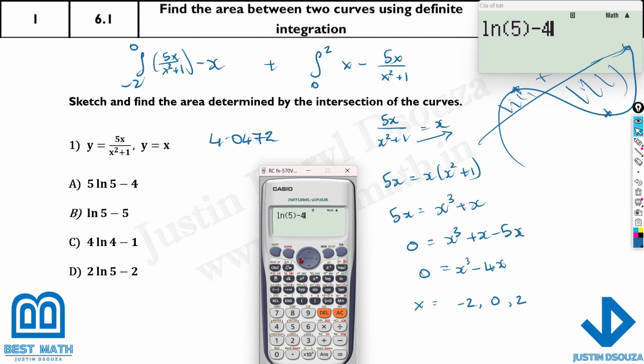Let me just put in the second one. See, it doesn't match. Or let me try the other ones as well. Over here it's minus 1 and 4. Natural logarithm over here as well, 4. So it's close, but it's not correct. Only the exact one is the correct answer. So over here it's minus 2. That's also wrong. Only the first option was the correct one. That was 5 natural logarithm 5 minus 4, which gives us 4.04718 and so on.